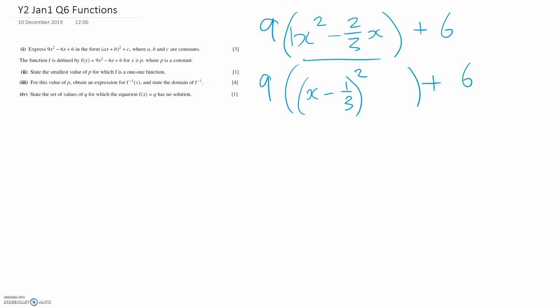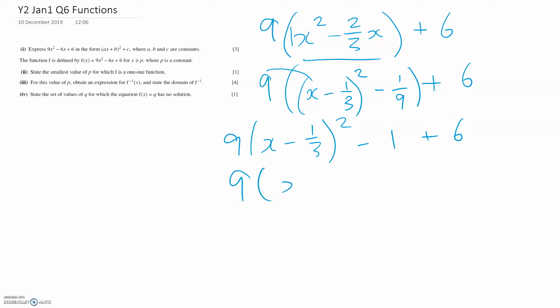And we then have to square minus 1/3 and subtract it. So square it to give us 1/9 and subtract it to give us that. We can then multiply this out, so that's 9 (x minus 1/3) all squared minus 1 plus 6, which gives us 9 (x minus 1/3) squared plus 5.